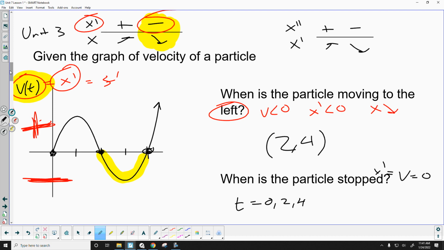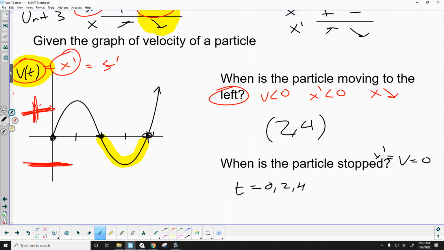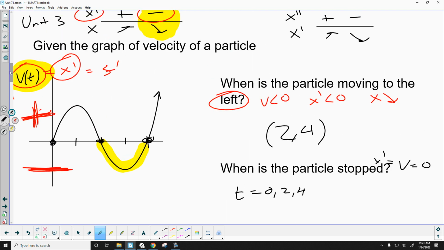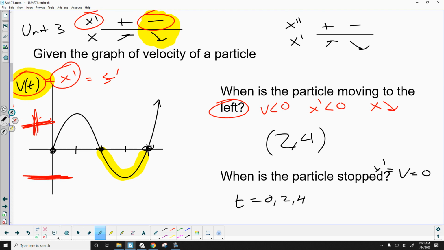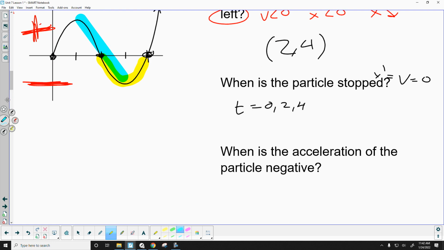When is the acceleration negative? A is x double prime. When is A negative? Well, that's when x prime is decreasing. This is x prime. When is it decreasing? Between 1 and 3. It's the same questions we've answered. They just look different.